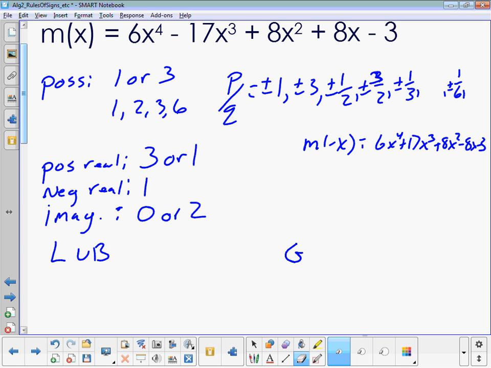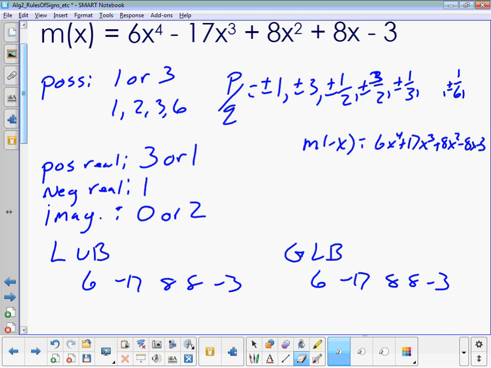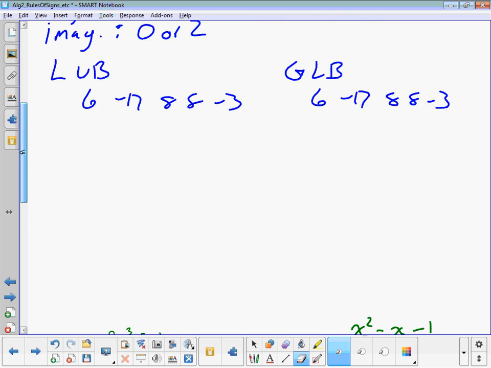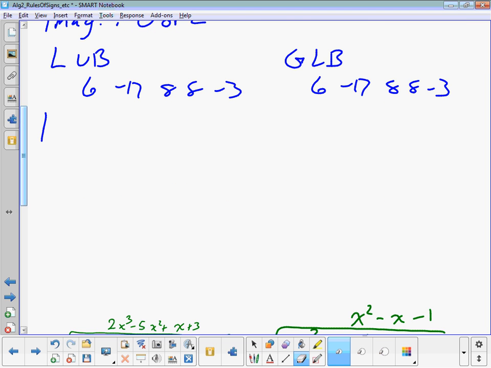Okay, so now next step, we check our least upper bound and our greatest lower bound. So our upper bound and our lower bound. So 6, negative 17, 8, 8, and negative 3. Get those down there. Okay, so if I do the 1, I get a 6. I get a negative 11. I really could stop right there because that says I don't have all positives. But I'm going to go ahead and run through it anyway, and then we would get negative 3, and then a 5, and then a 2.